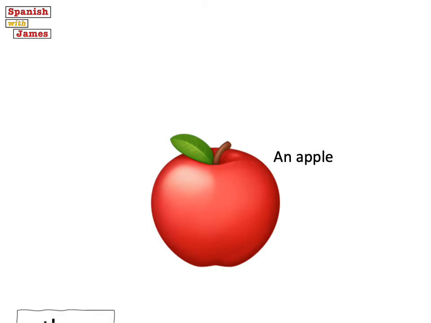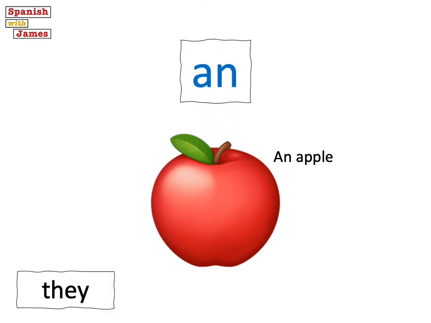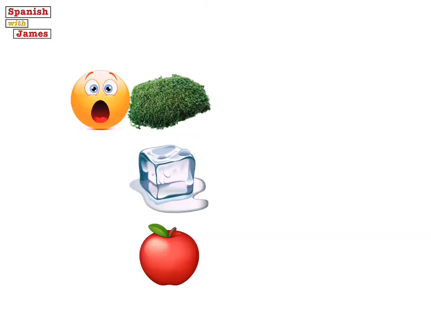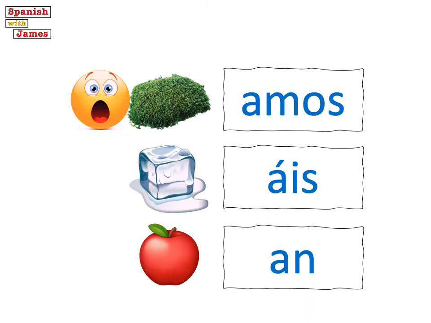Then our final one, for the they form, is an. I couldn't really think of a good picture to represent this, but it did make me think we've actually got this word in English. We don't say a apple, we say an apple. So hopefully that will help you to remember this. An. So the last 3, amos, ais, an.